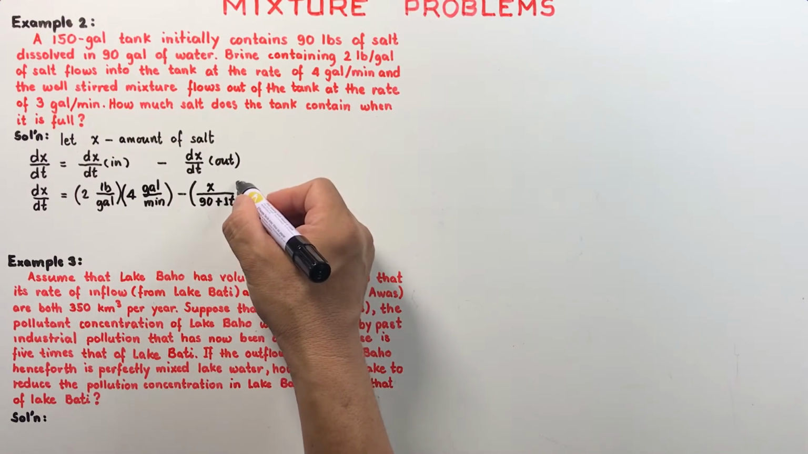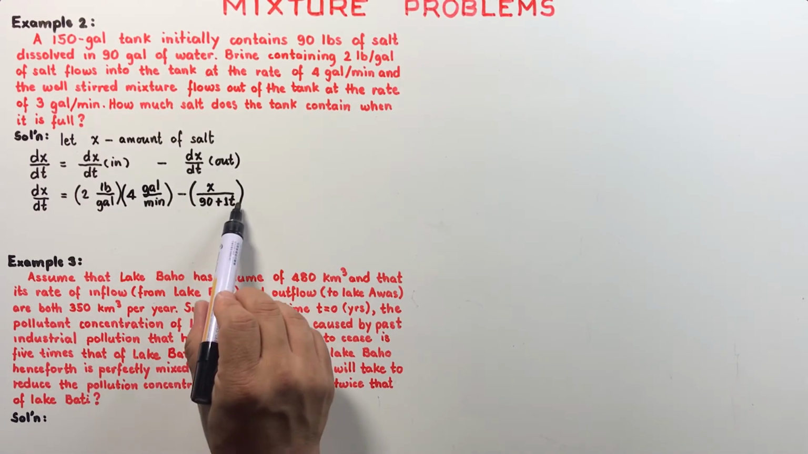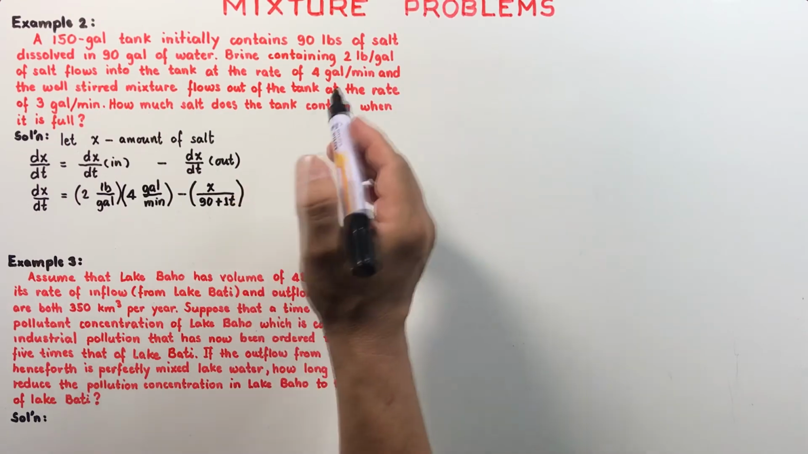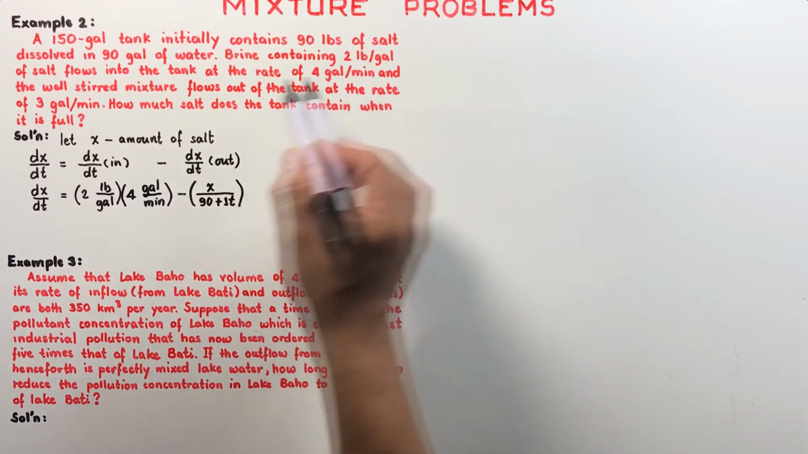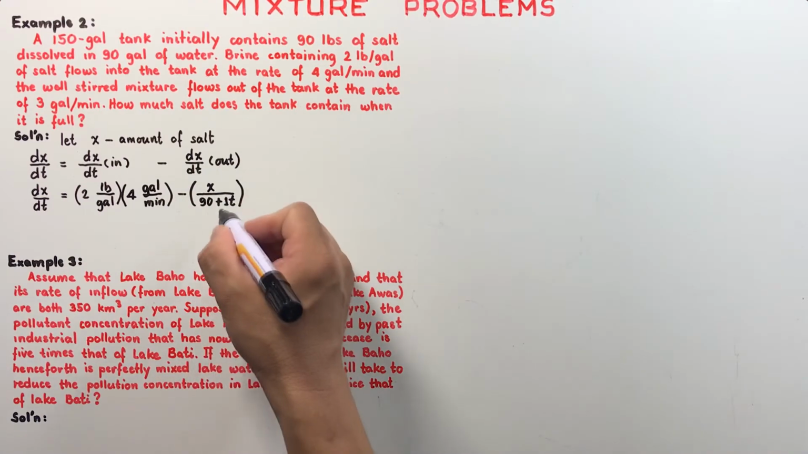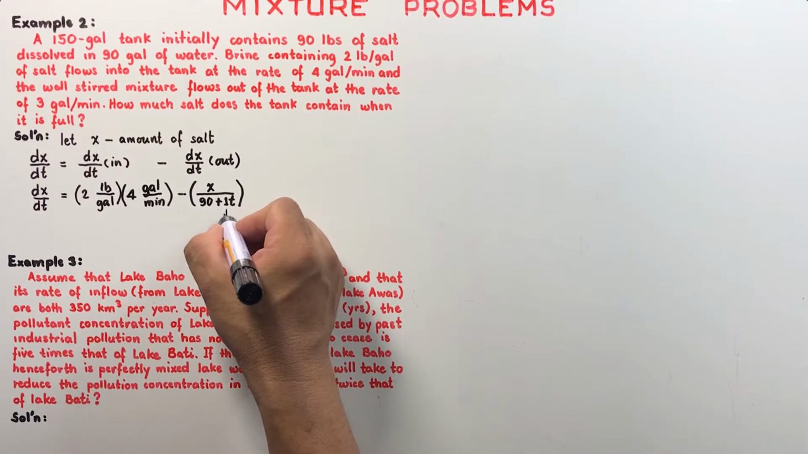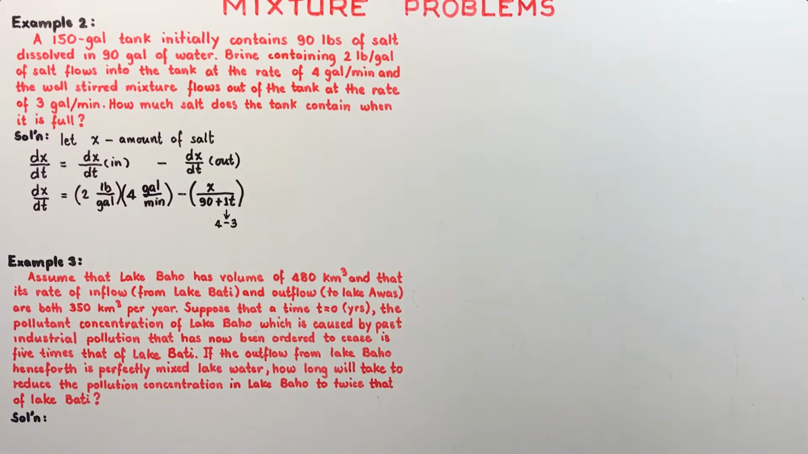Now, maybe you ask, where did I get 90 plus 1t? Remember that the volume inside the tank at the start is 90 gallons of water. But every minute there is a gain of 1 gallon, because the rate of inflow using the inlet pipe is 4 gallons per minute and the rate of outflow is 3 gallons per minute. So we have 1t, and this 1 comes from the rate of inflow minus the rate of outflow. So 4 minus 3 is equal to 1.